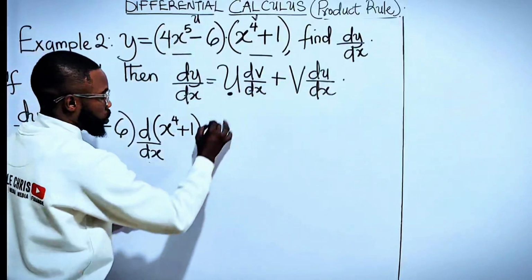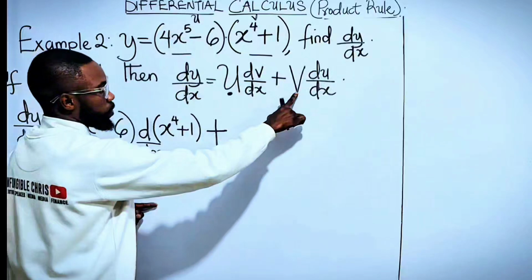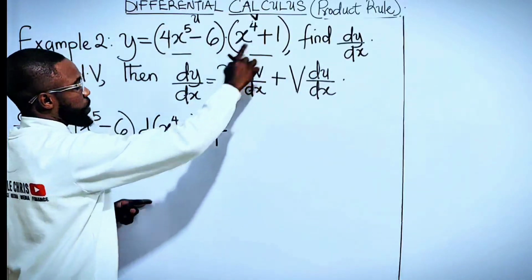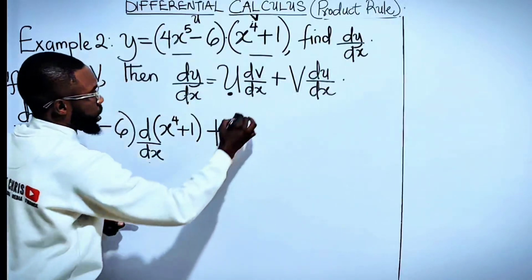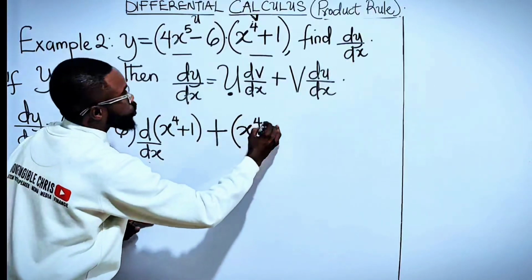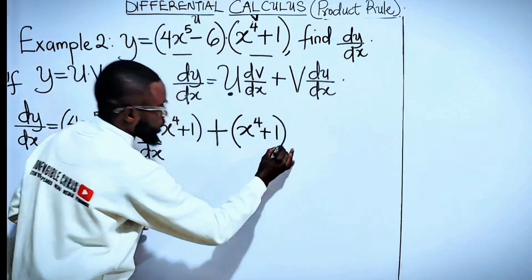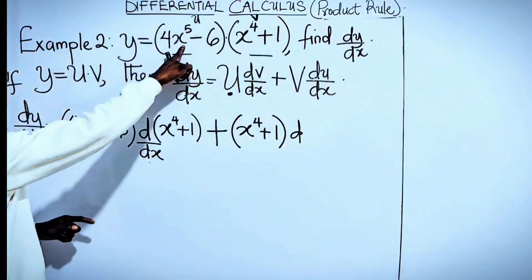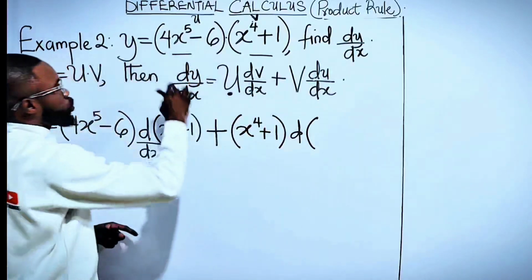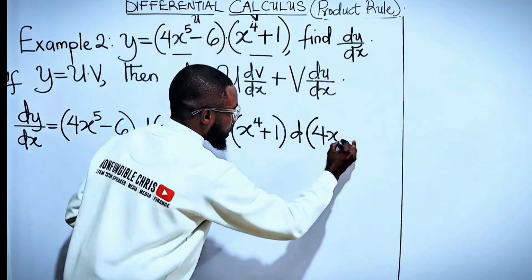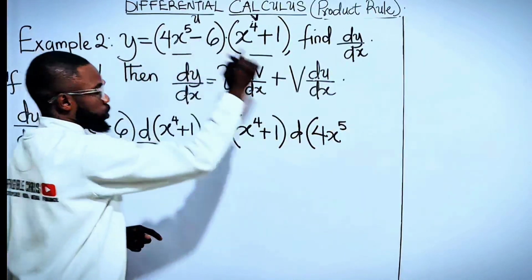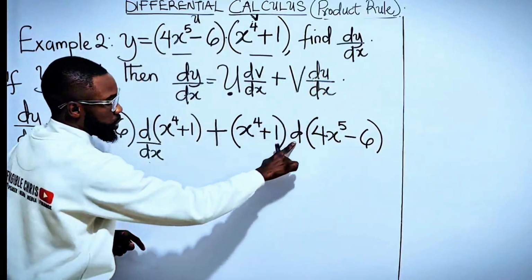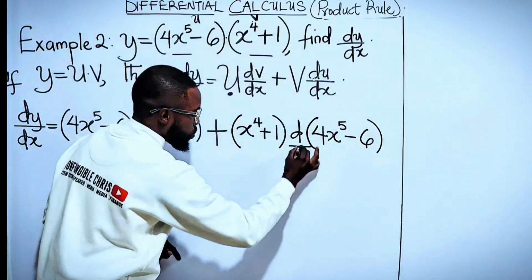And then we have plus, so put our plus, and then we fix the value for v, which is x raised to power 4 plus 1. Then we have d, put your d u. That's the value for u now. The value for u is 4x raised to power 5 minus 6, then we're differentiating, du over dx.